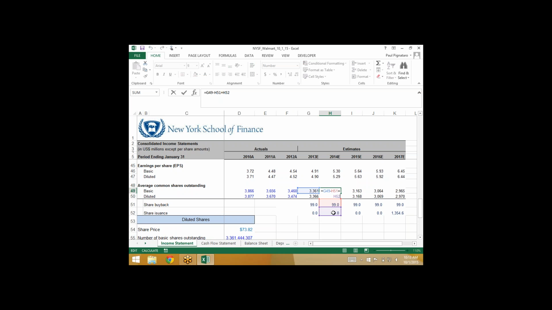And I'm going to do the same in the diluted. It's going to be the year before minus 99 plus the share issuances. Right, so we're adding the share issuances. So in 2017, the share count is going to go up by the dollars raised. Same with the diluted shares. Diluted shares right now says equals year before minus what's bought back plus the shares issued.